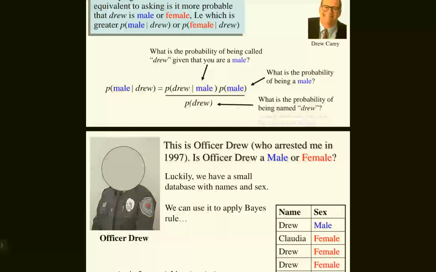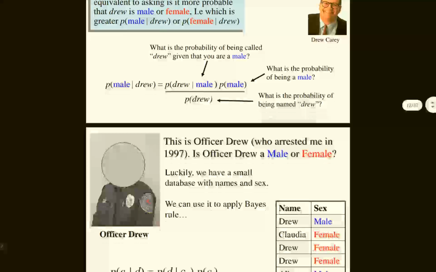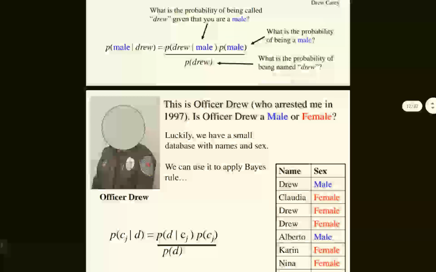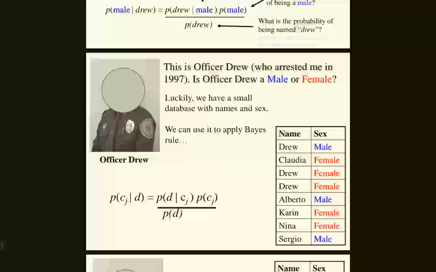We have a small database with names and their genders, and we can use it to apply Bayes rule. This database is already given: the name and gender of each person, Drew male, Claudia female, Drew female, then Alberto male, and so on. According to this formula, we have to calculate whether this Officer Drew is male or female.